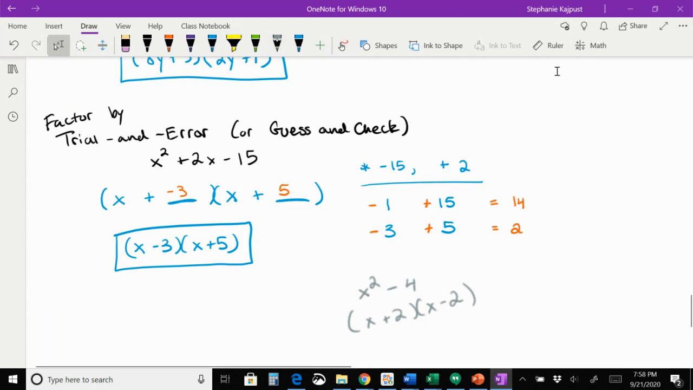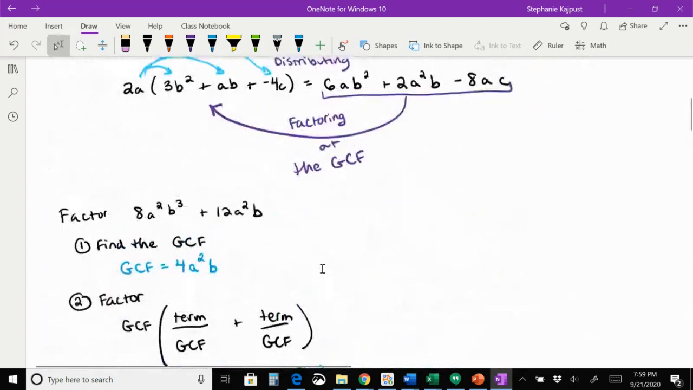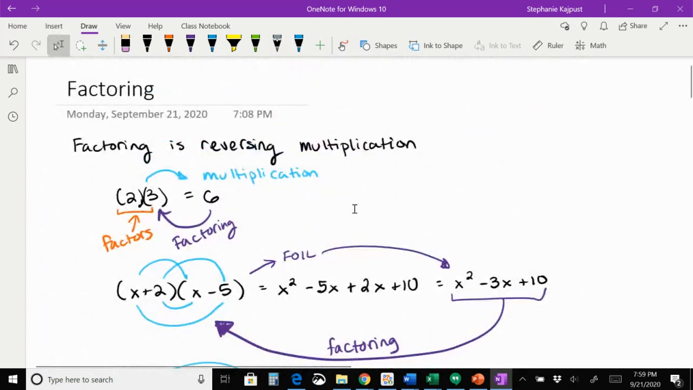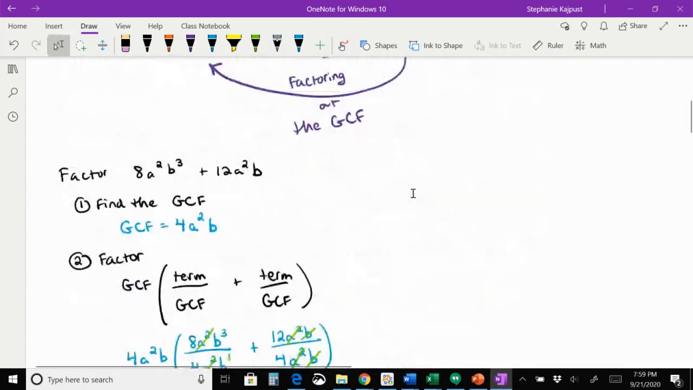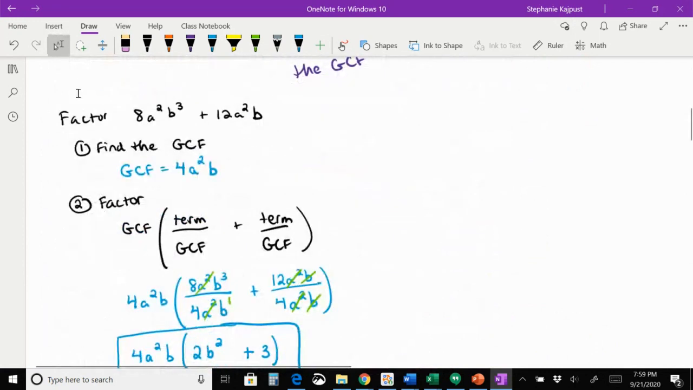I've been recording this, and I will email it out tomorrow because I'll upload it to YouTube. And what I'm going to do is save this OneNote as a PDF, so that you have access to this and basically the steps in your notes for factoring.